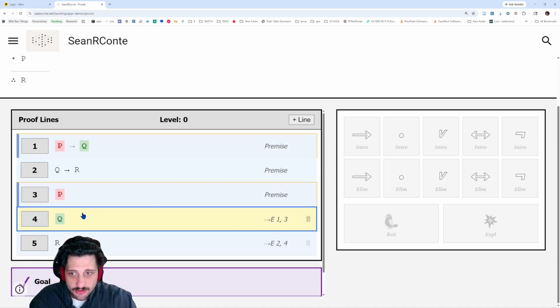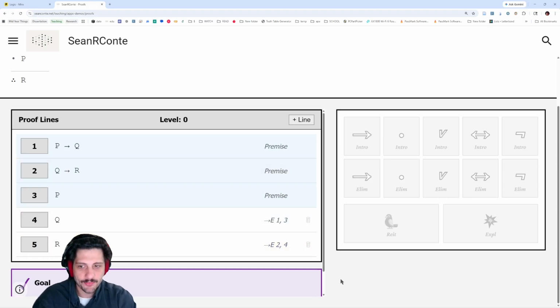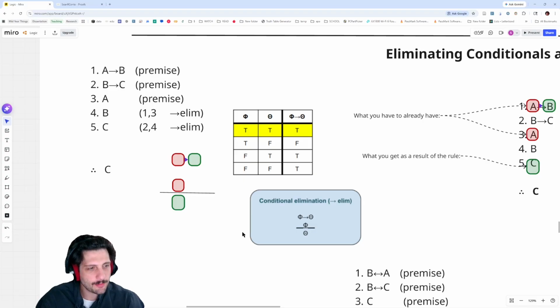So that's how we started the proof. We got Q because P leads to Q and we already had P. And then now that we had Q, we were able to do the next step. We were able to say, okay, now that I have Q and I know that Q leads to R, I can get R. So conditional elimination should really be pretty intuitive. The idea is this is what we meant by the conditional all along. We were just saying that this thing leads to that thing.